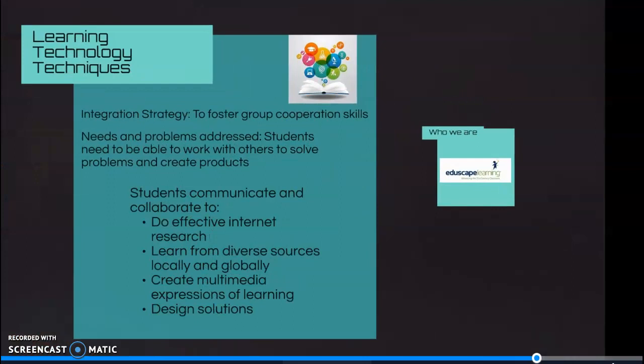Learning technology techniques in social activism theory include fostering group cooperation skills. The needs and problems that would be addressed include that students need to be able to work with others to solve problems and create products. Here, students will be able to communicate and collaborate to do effective internet research, learn from diverse sources, locally and globally, create multimedia expressions of learning, and design and create solutions.